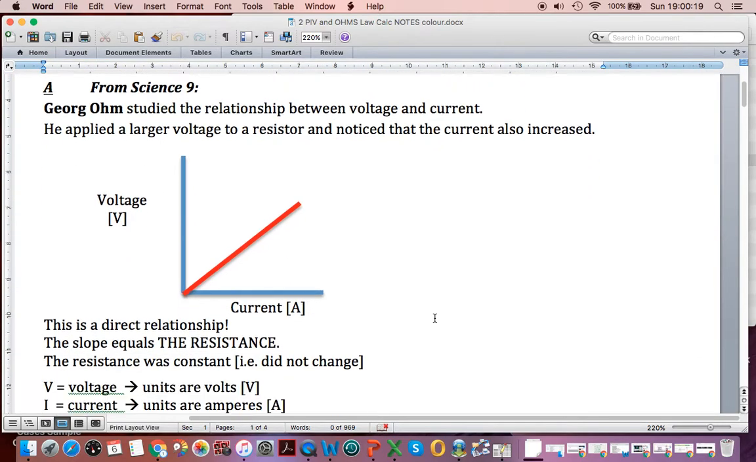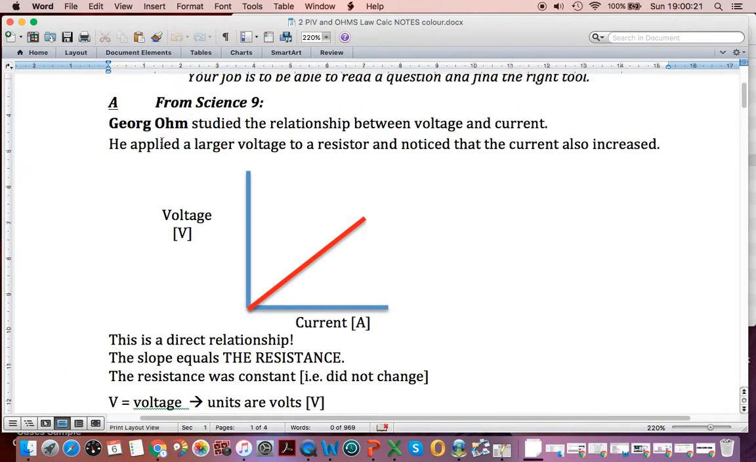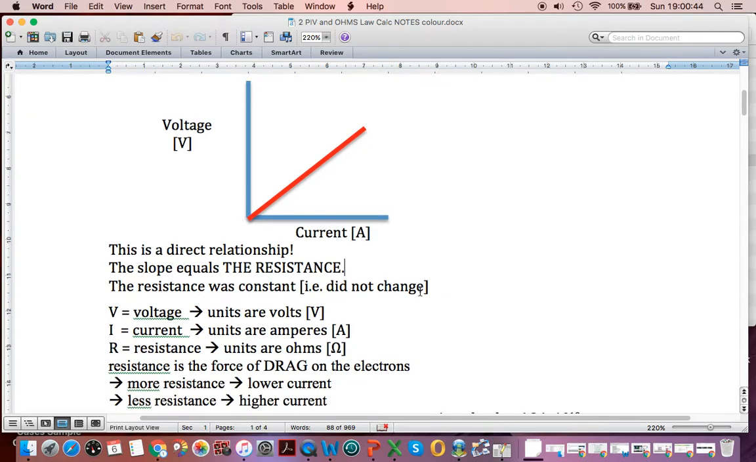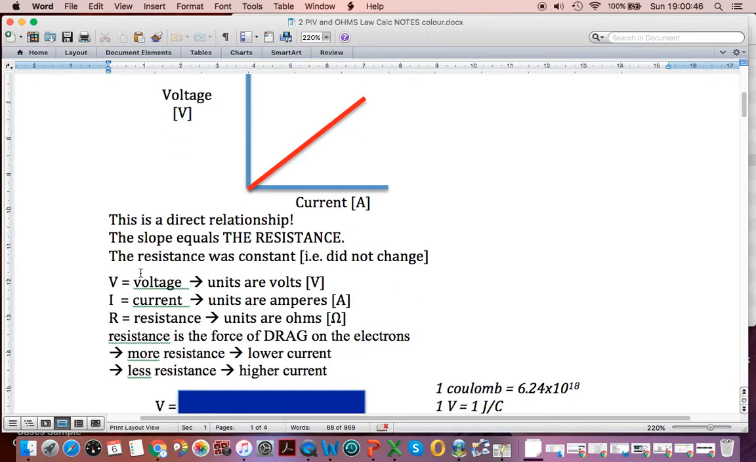So from grade 9, we had Ohm's Law, named after George Ohm, and if we look at the voltage applied across a resistor, we got a current, and what we saw is as the voltage got bigger, the current got bigger. And so we end up with this direct relationship. And if we found the slope of that line, it would be called the resistance. So you're not going to have to worry about graphing, but you are going to have to worry about this.